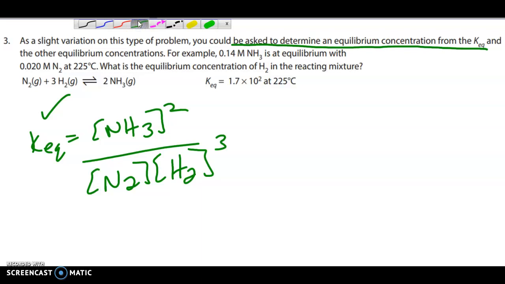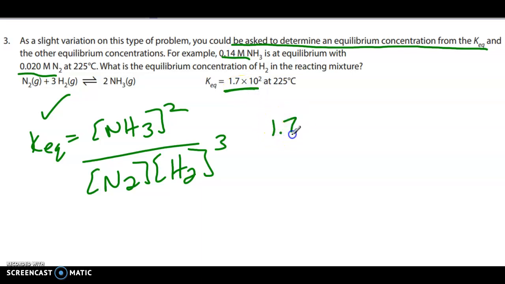All right, so let's take a look at this. Let's say we have 0.14 moles per liter of ammonia at equilibrium with this much nitrogen. What is the equilibrium concentration in the reacting mixture? And they're giving us the K value, right?